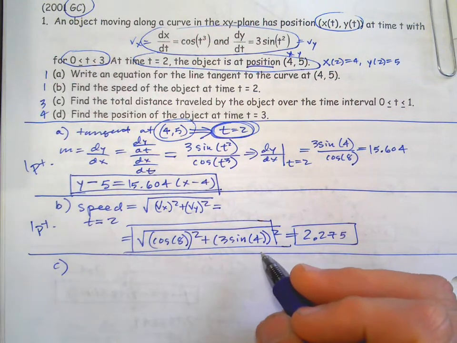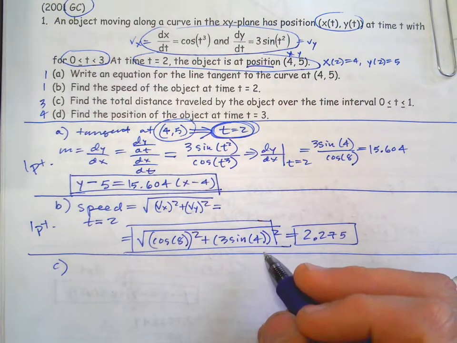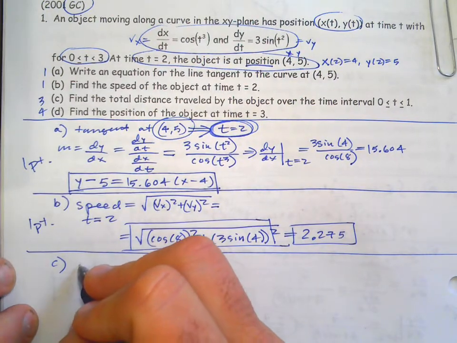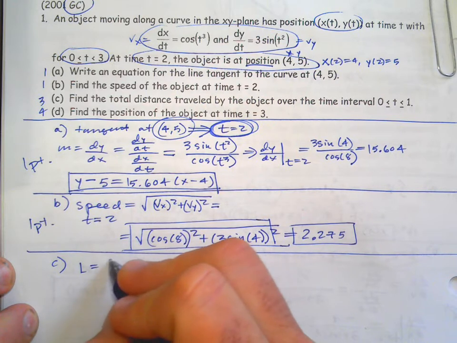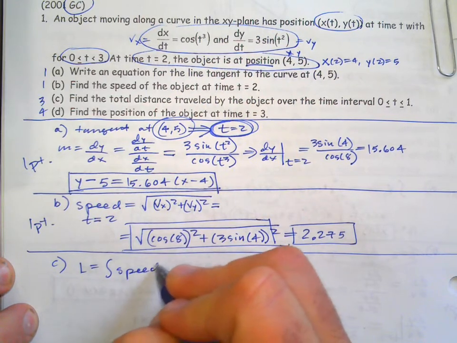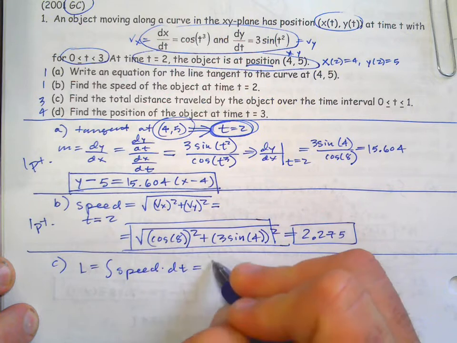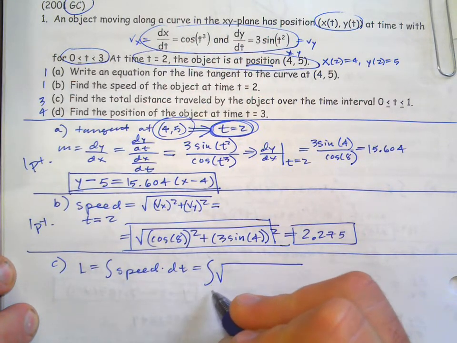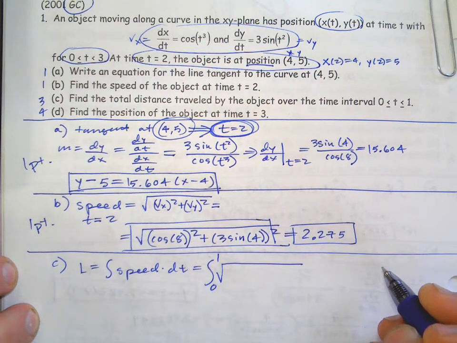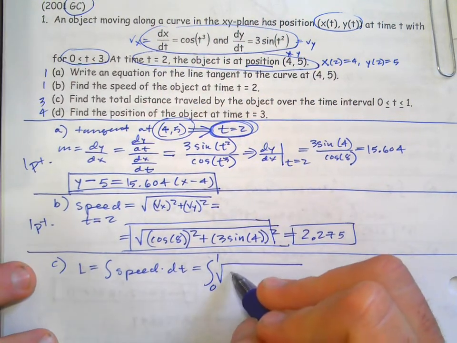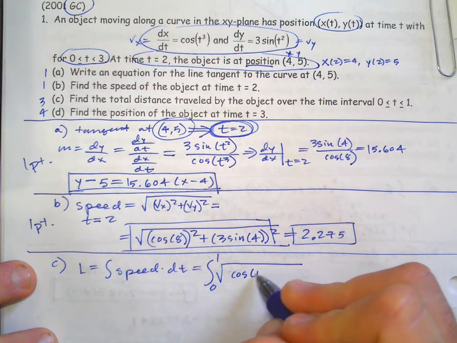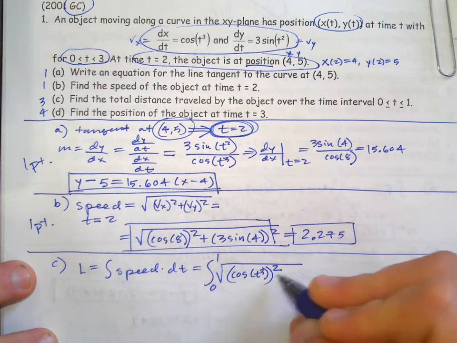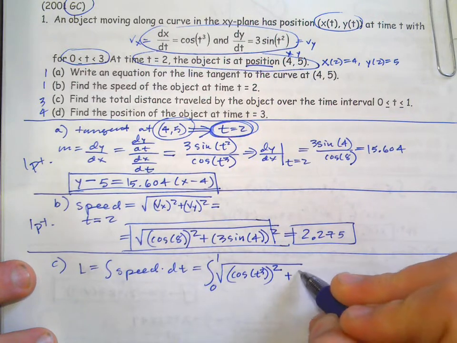Part C says find the total distance traveled by the object. Ooh, we haven't seen that yet. So total distance is like arc length. Now remember, that's the integral of speed, just like it was last year. But now for speed, we're saying from 0 to 1. So for speed, we have to put the actual velocity equations in. We're not plugging time 1 and 0 in yet. You have to integrate first.